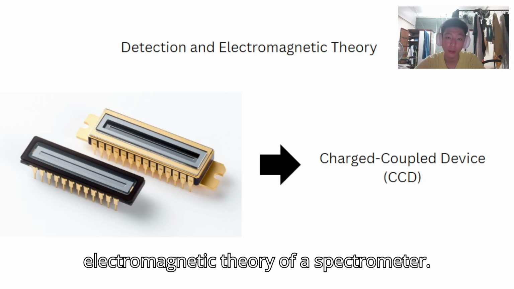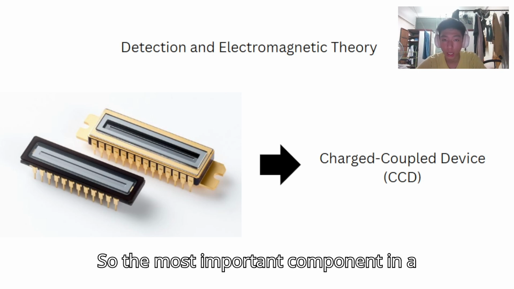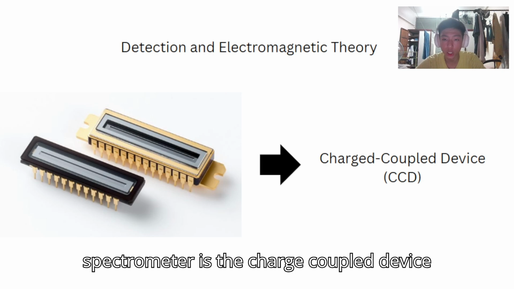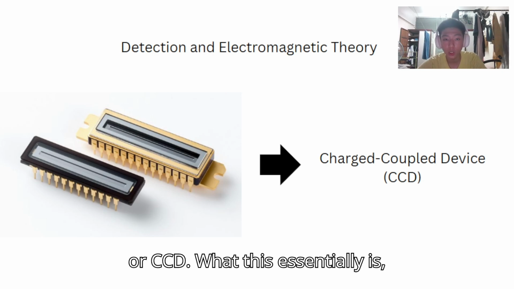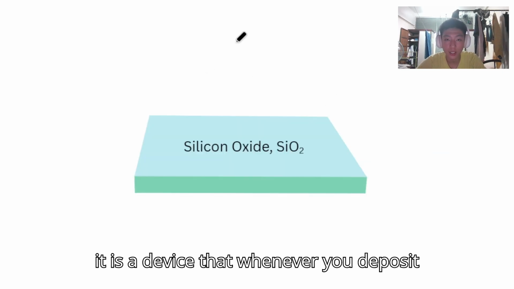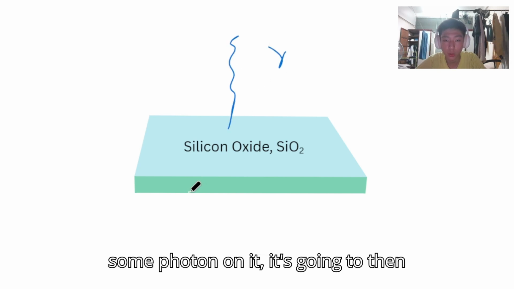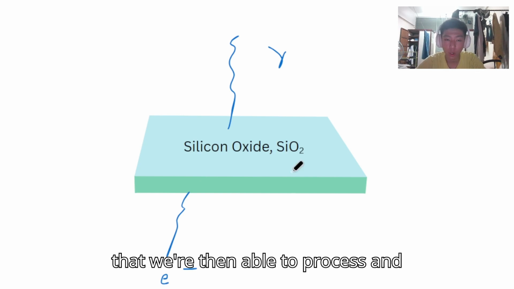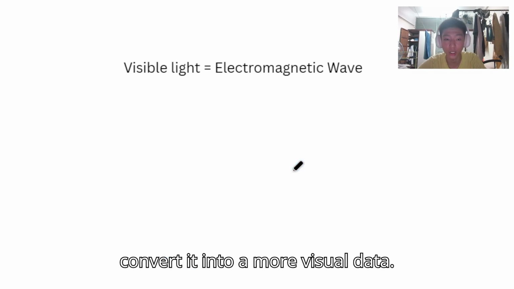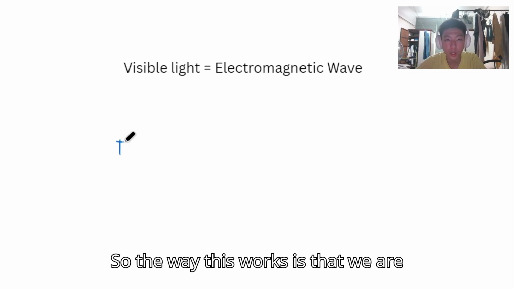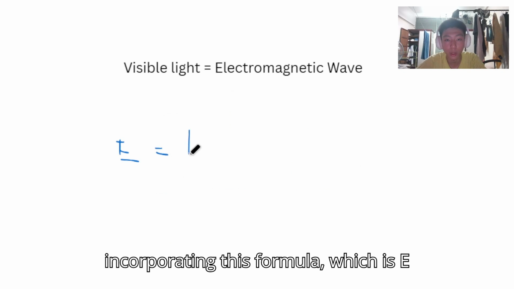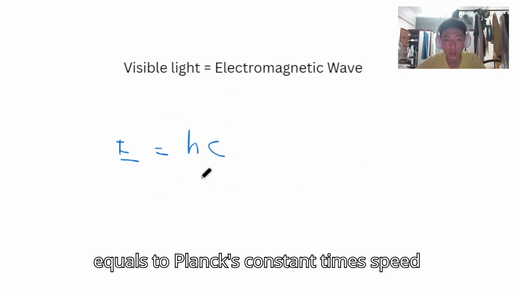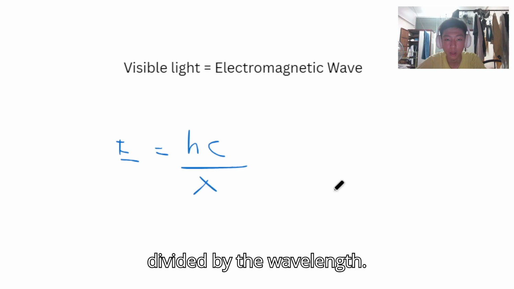theory of a spectrometer. So the most important component in a spectrometer is the charge coupled device, or CCD. What this essentially is, is a device that whenever you deposit some photons on it, it's going to then emit some electrons that we're then able to process and convert into more visual data. So the way this works is that we are incorporating this formula, which is E equals Planck's constant times the speed of light divided by the wavelength.